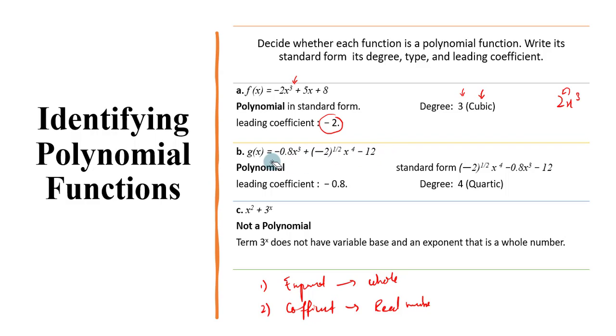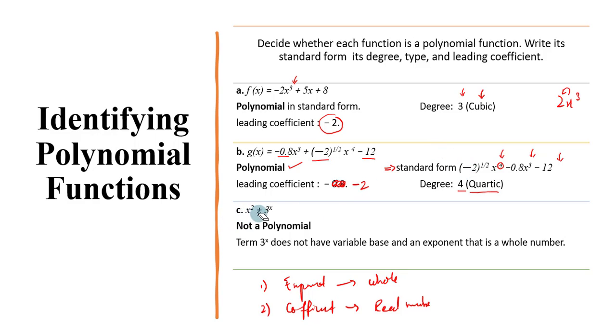So in this next example, let's see if it is a polynomial or not. All the coefficients here are real numbers, right? And the exponents are all whole numbers. So it is a polynomial. What is the degree? Let's look at the highest term here. You can write it in standard form first, with the highest degree, then the lower ones. The highest degree is 4, so it is a quartic function with degree 4. And what is the leading coefficient? The coefficient of the term with degree 4, that is negative 2. So negative 2, not 0.8.